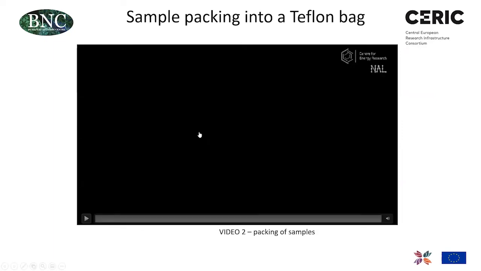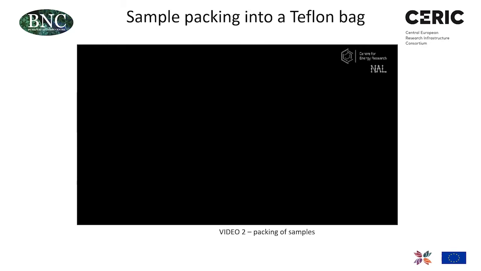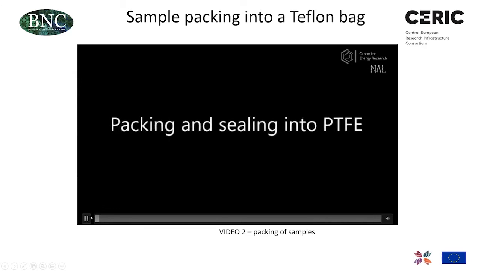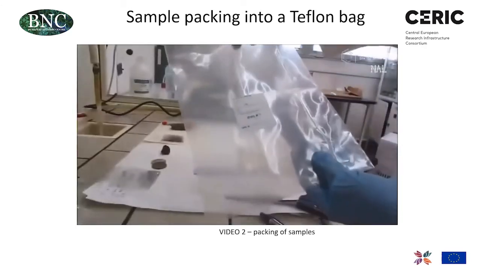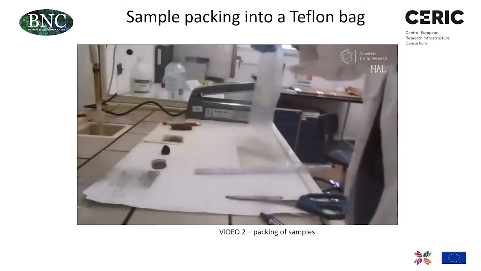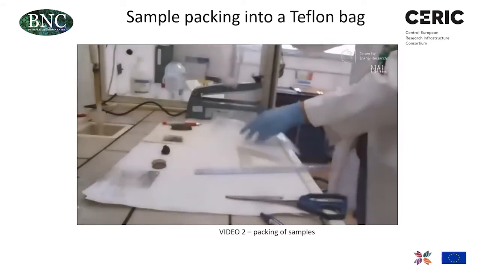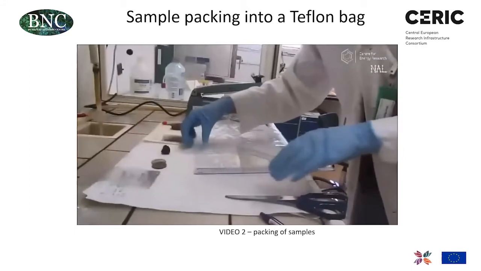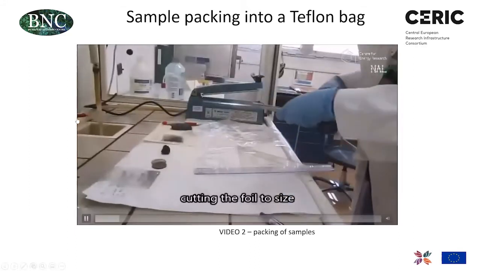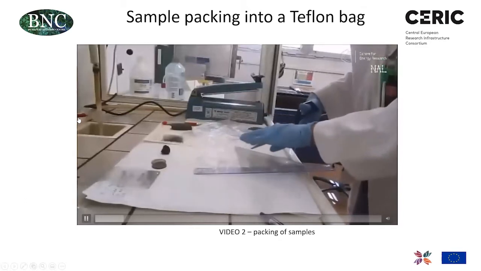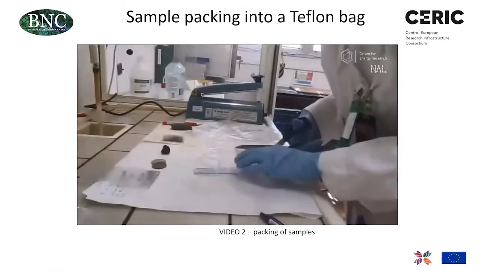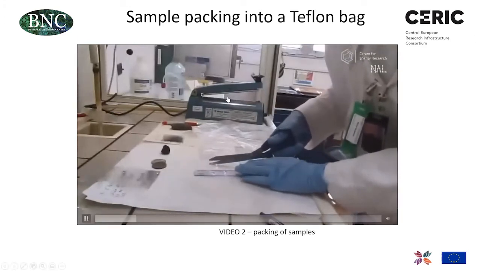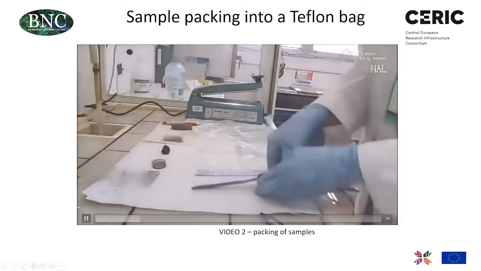And now I would like to demonstrate the procedure of how we seal the sample into Teflon foil. We have a 25 micrometer thick Teflon foil, and out of this we create a little bag, about 2 centimeter by 3 centimeter large, and there is a heat sealer, this blue device over here, which we will use for sealing the bag.